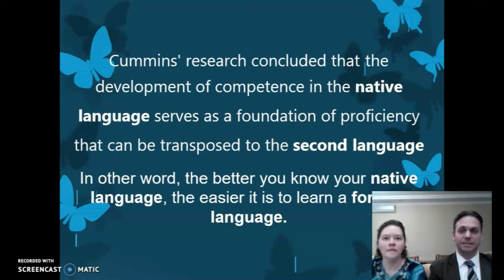Research concluded that development or competence in a native language serves as a foundation of proficiency that can be transposed to the second language. That's just a fancy way of saying that the better you know your native language, the easier it is to learn a foreign language.